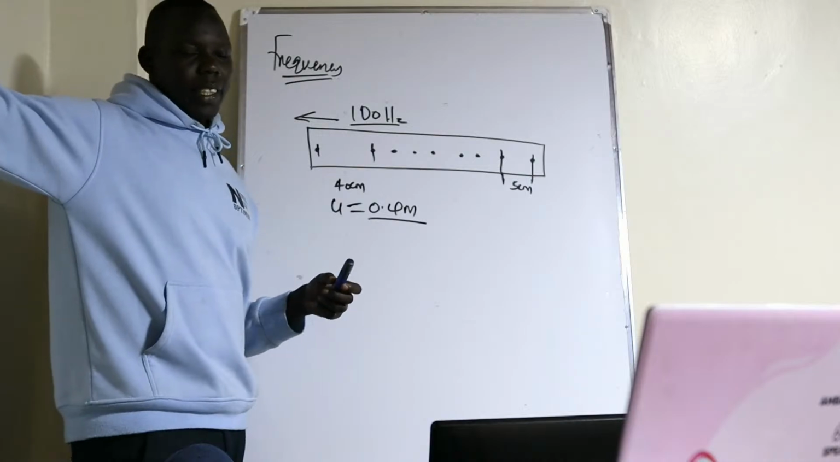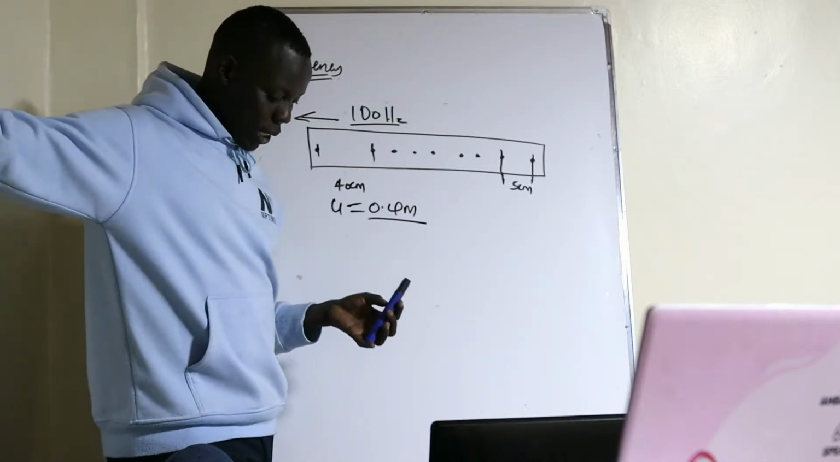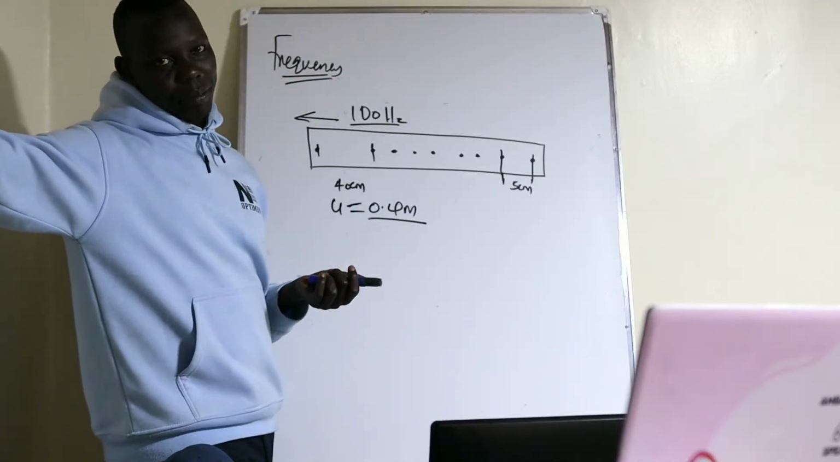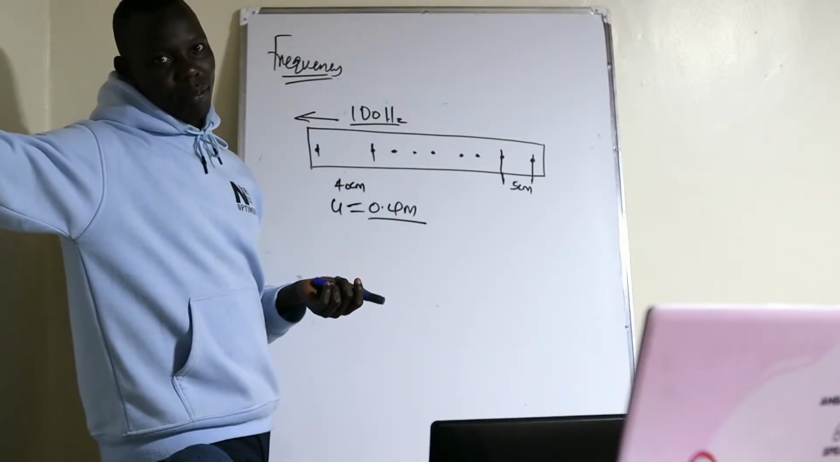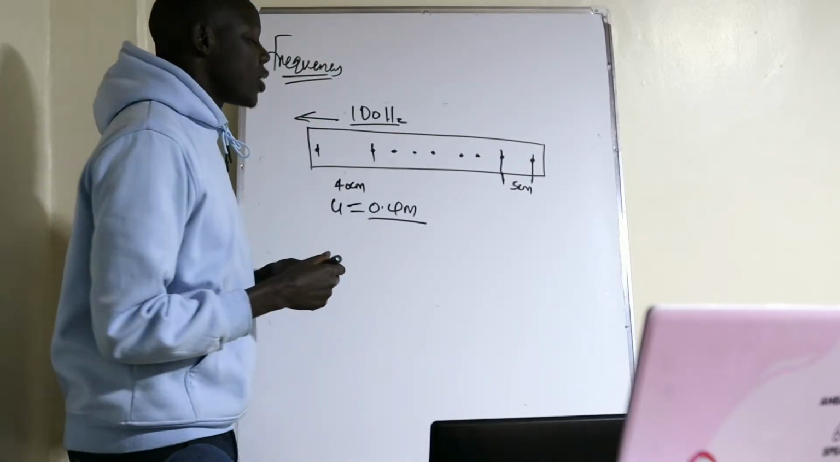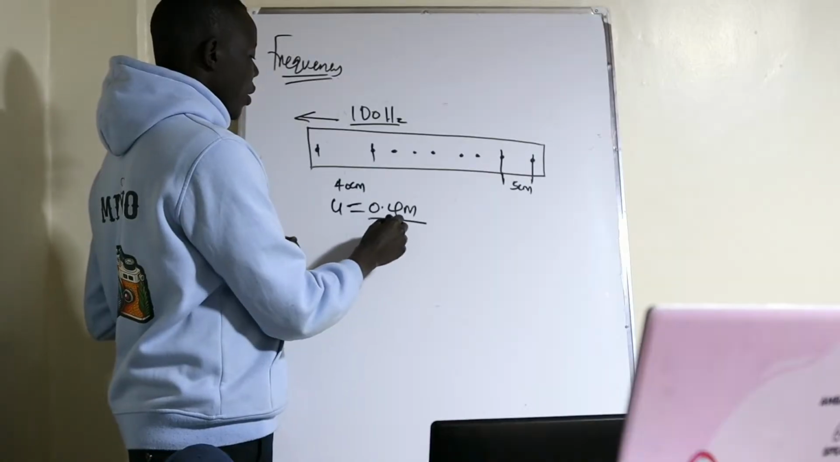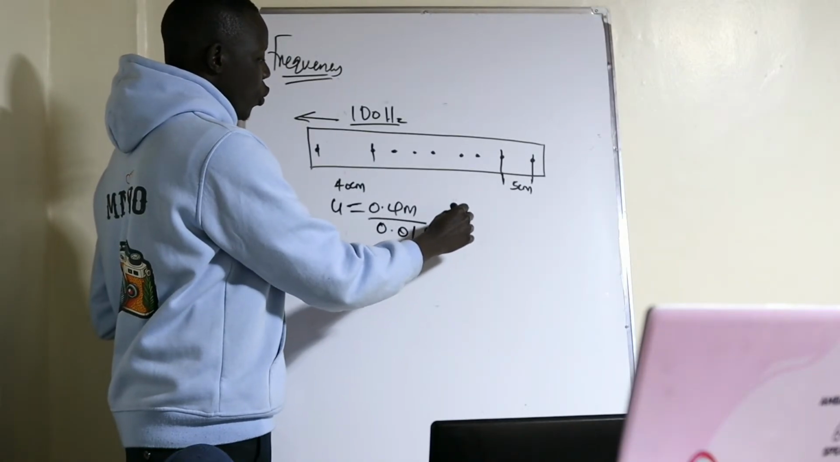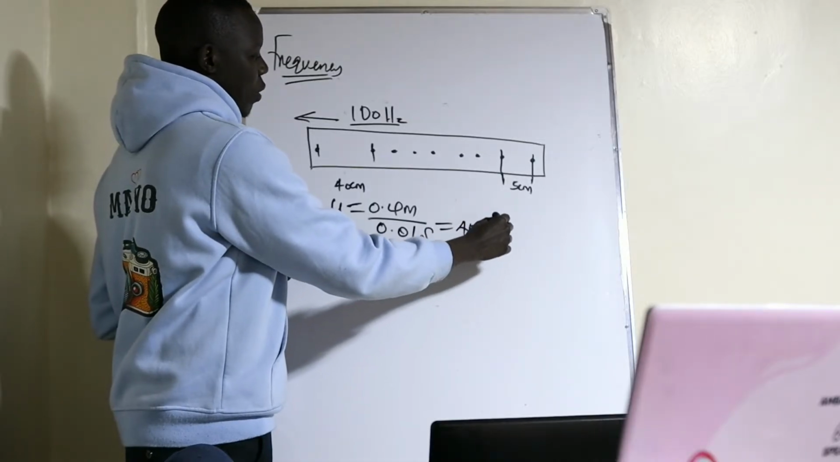When the ticker timer has a frequency of 100 hertz, the time between each dot is going to be 0.01 seconds. So this one is going to be 40 meters per second.